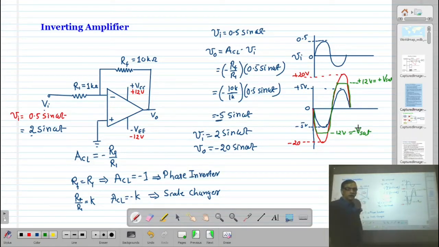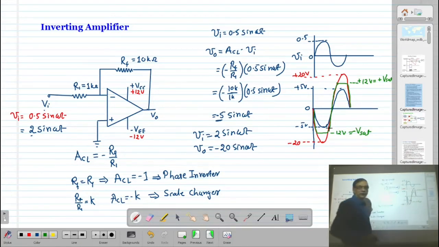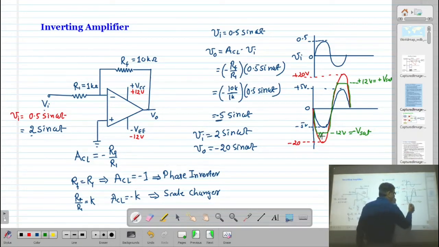Okay? So this should be clear to you: the output voltage of the operational amplifier, not only operational amplifier, in any kind of amplifier, will not be greater than your supply voltage. Otherwise, there will be clipping in the positive cycle as well as clipping in the negative cycle. This is known as clipping of the signal. Remember, this part of the signal is not going to be amplified by the amplifier circuit.